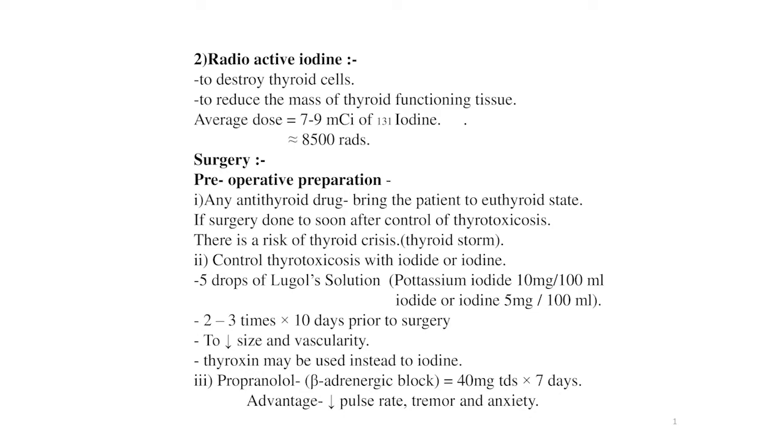Control thyrotoxicosis with iodide or iodine: 5 drops of Lugol's solution, potassium iodide, 10 milligrams per 100 ml, and iodine 5 milligrams per 100 ml, 2 to 3 times daily for 10 days prior to surgery, to decrease the size and vascularity of the thyroid gland. Thyroxine may be used instead of iodine. Propranolol, the beta adrenergic blocker drug, 40 milligrams TDS for 7 days. The advantage is to decrease the pulse rate, tremors and anxiety.